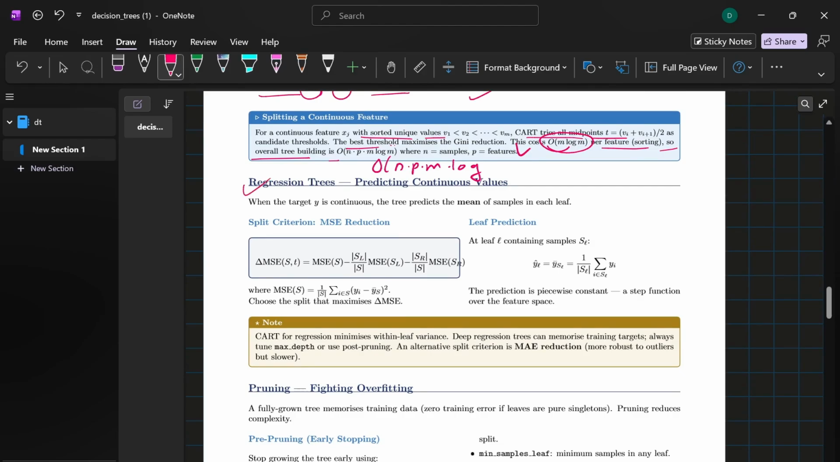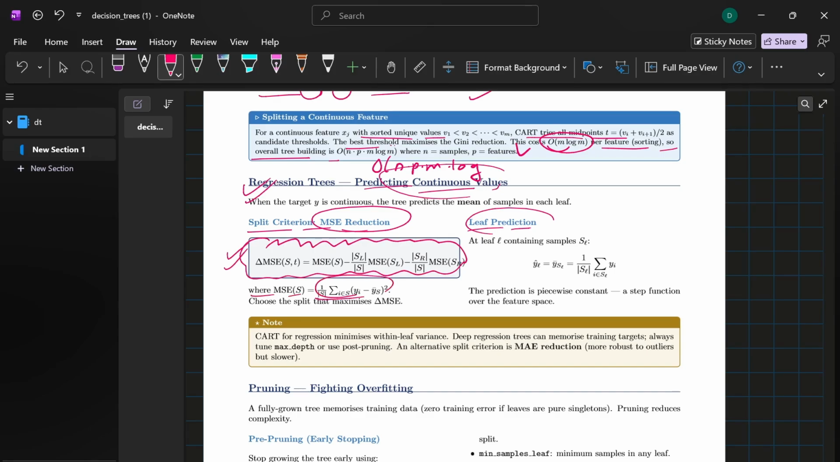So basically, regression tree works the same way, but instead of the Gini or the entropy, we minimize the MSE, mean square error. As you can see, the formula showcases the change in the MSE of V. At each node, instead of outputting a class label, we output the mean of all the target values in the leaf. The prediction is piecewise constant, like a step function over the feature space.